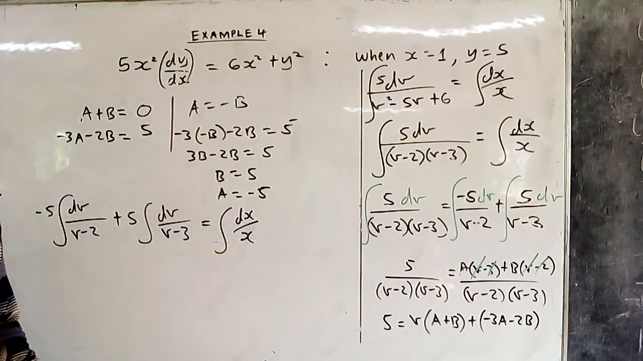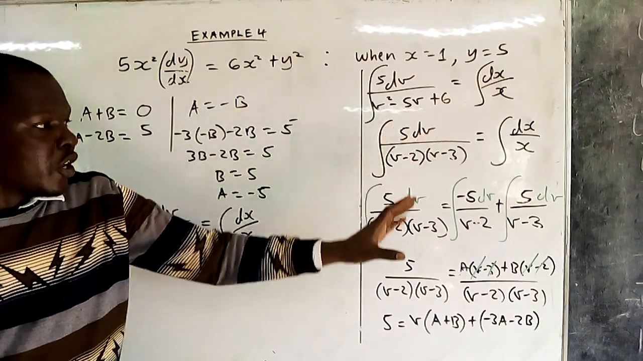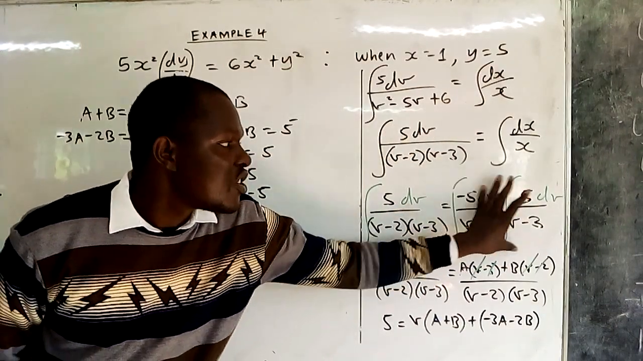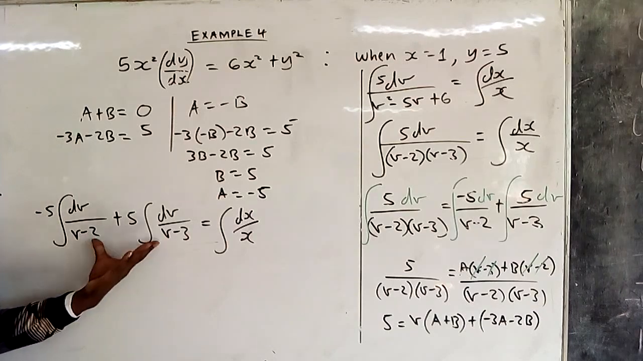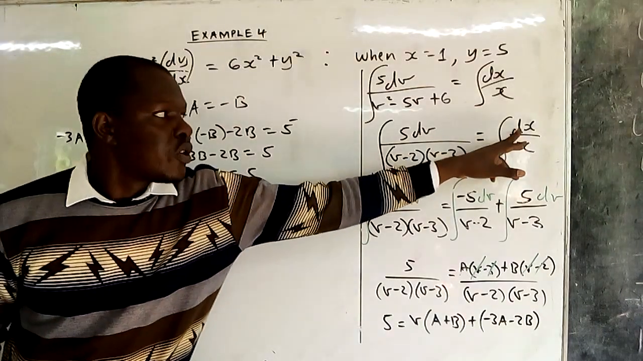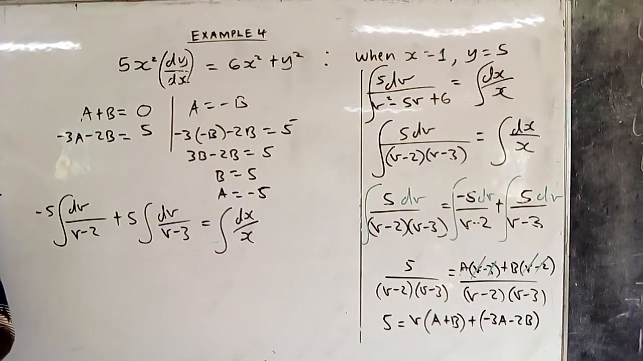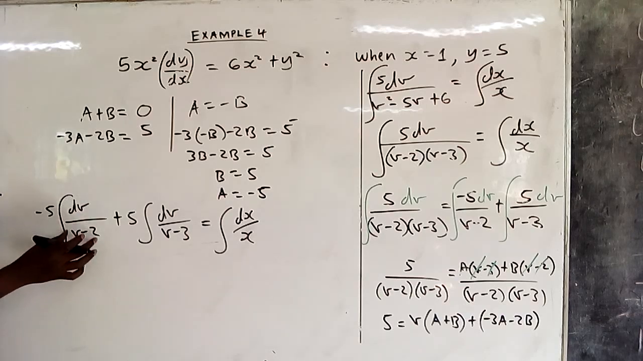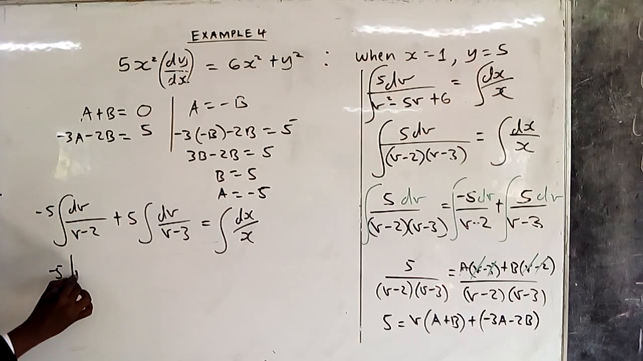Integral of dx over x, meaning where there is this integral, we substitute it with this value, which is the whole of this, and that is what we've done, isn't it? Yeah. And it was equal to the integral of dx over x. Now, if you integrate dv over v minus 2, what do you get?